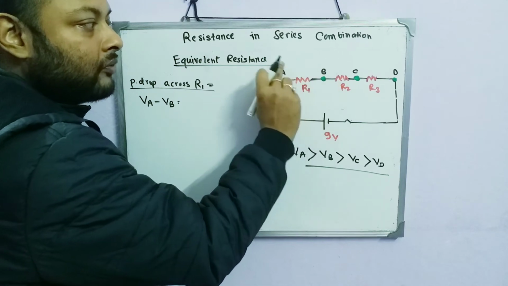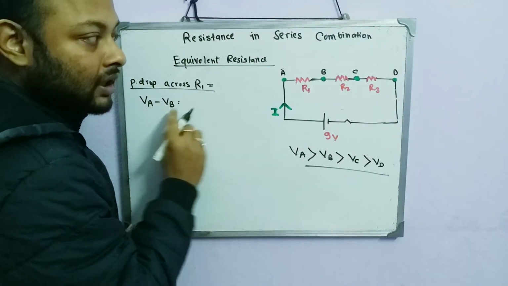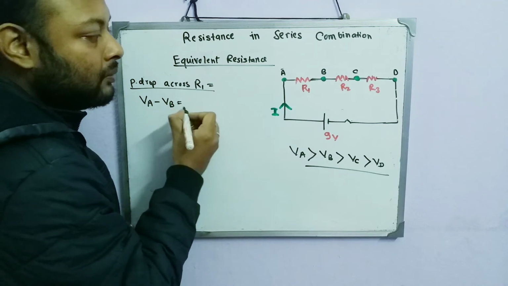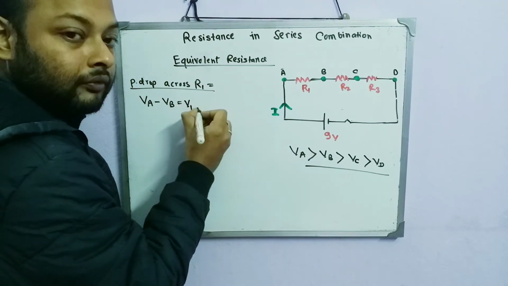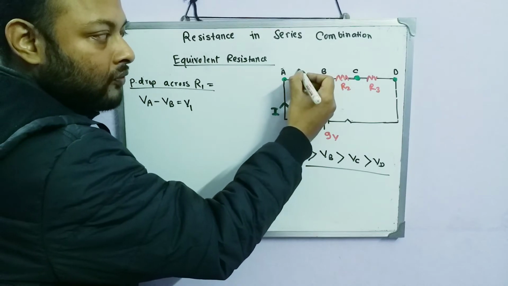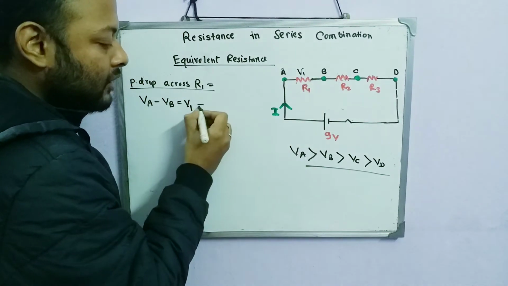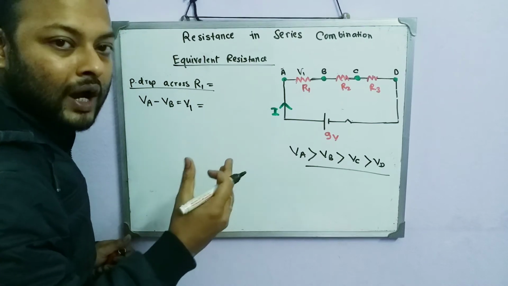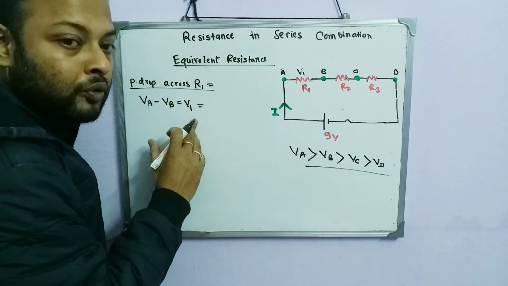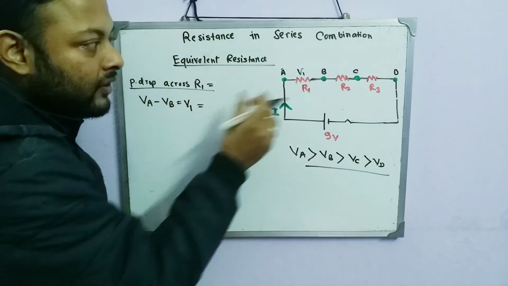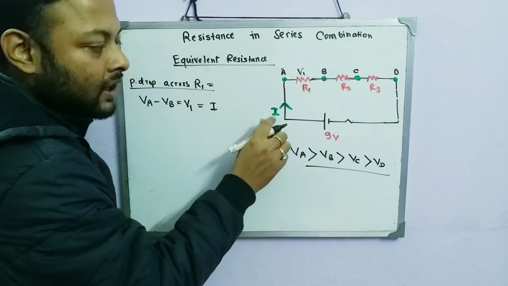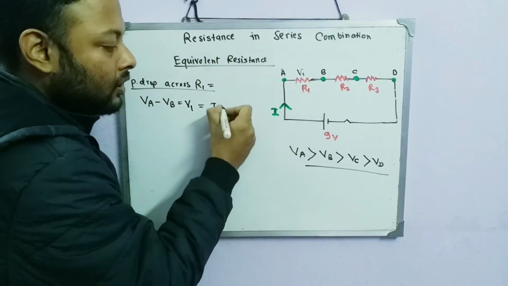So I am writing VA minus VB, which is the potential drop across R1. And let's consider this VA minus VB is equal to V1. The potential drop over here is V1. And if we follow Ohm's law, and I think you have studied what is Ohm's law, V is equal to IR, this V1, the potential drop across the R1 resistor, will be this current into R1.